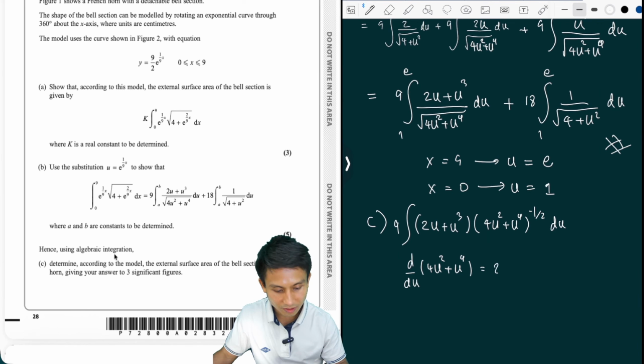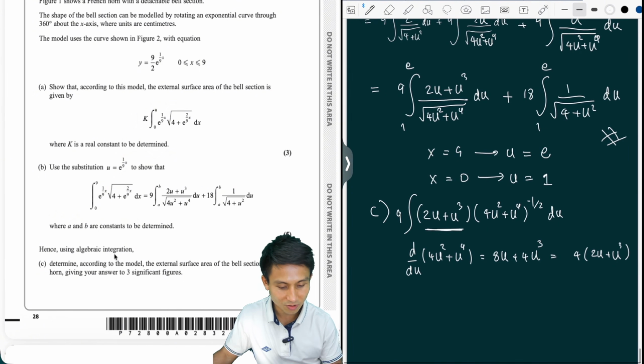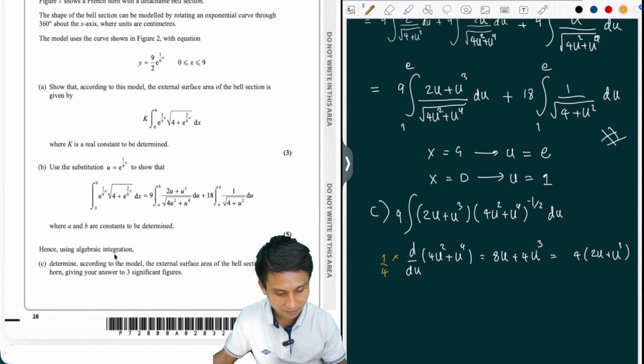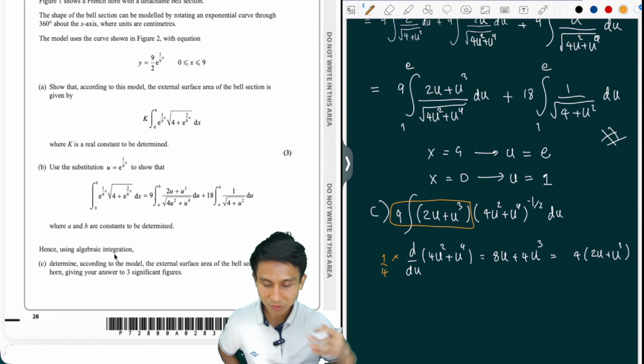You're going to get what? 8u plus 4u cubed. And that is the same as 4 times (2u plus u cubed), right? You see, it is almost the same as that. Now, if we apply a correction factor, multiply everything by a quarter, you're going to get exactly the same as that, right? Actually, let me make it the same as 9 times this. Yeah, we can also do that.